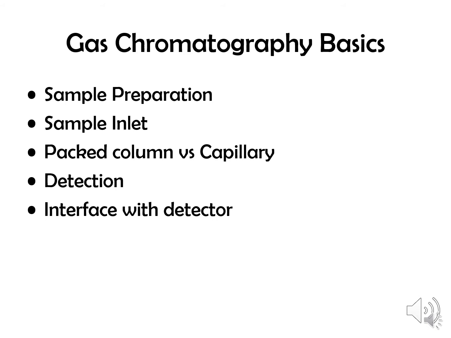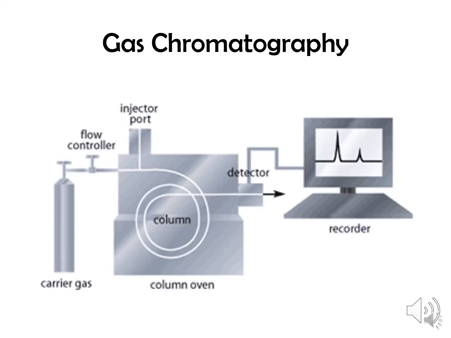Recently, we have mainly all capillary columns. Packed columns are more for separating things when you want to retrieve your analytes, so more preparative scale type work. Analytical work is usually all done on the capillary level. Detection, different kinds of detectors, and how do you interface with a detector? These are all considerations with gas chromatography.